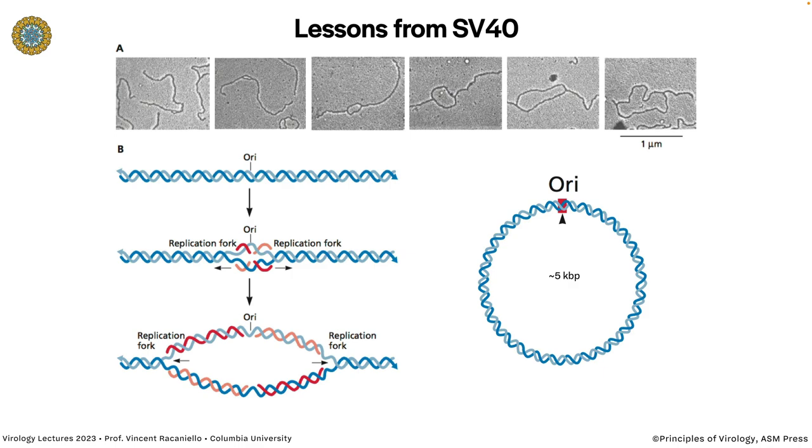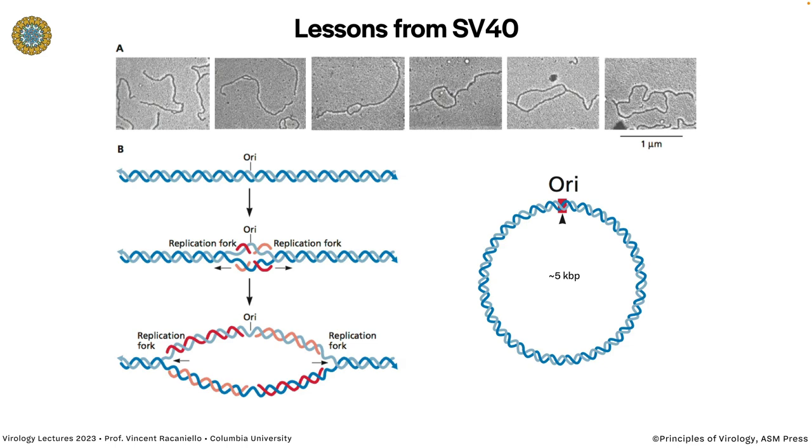In the leftmost panel A, you can see a linear piece of DNA, and it's now replicating. We're taking pictures at different times after replication. You see in the first picture, there's a little bit of a bubble near one end. That's the origin of replication, and the bubble shows you that the strands have separated and are beginning to reproduce.